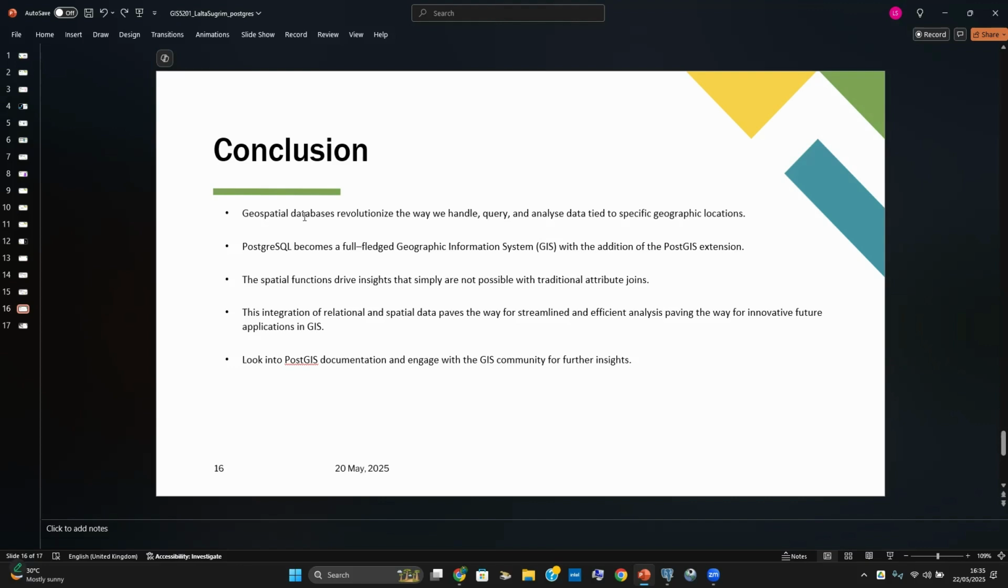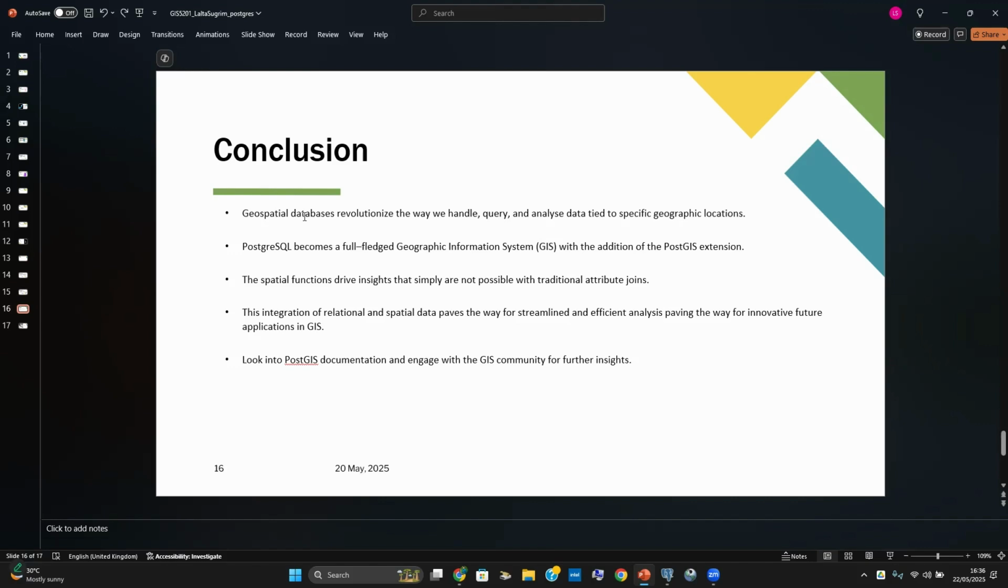So ultimately, by merging the power of standard SQL with advanced spatial analysis, these modern geospatial databases uncover hidden patterns. They support decision making in urban planning, environmental monitoring, and demographic studies. I mean, basically any field that has geospatial data, right? And this integration of relational and spatial data paves the way for more streamlined, efficient analysis and offers detailed narratives on the spatial world in which we live, and it paves the way for more innovative future applications in GIS.